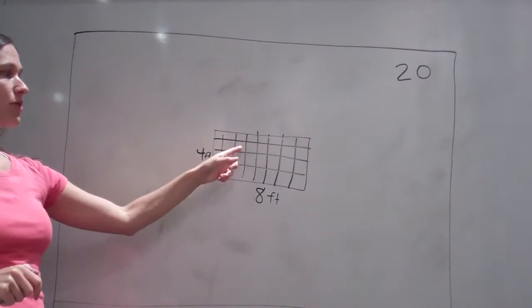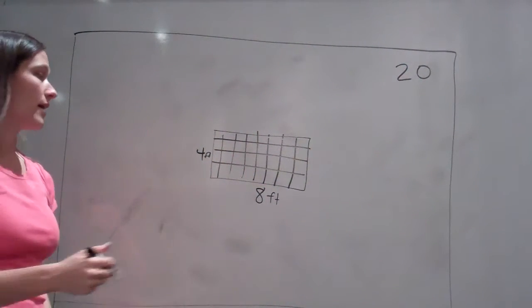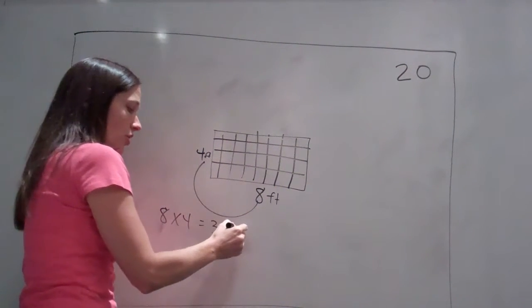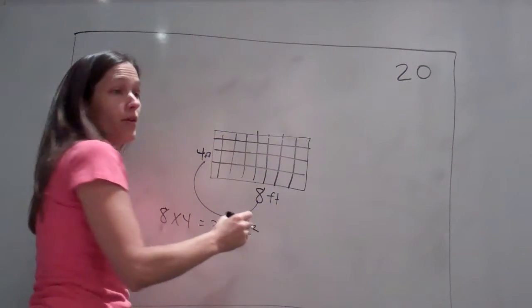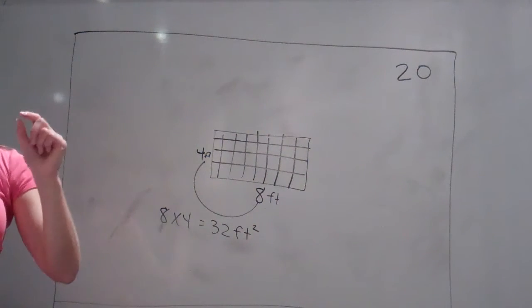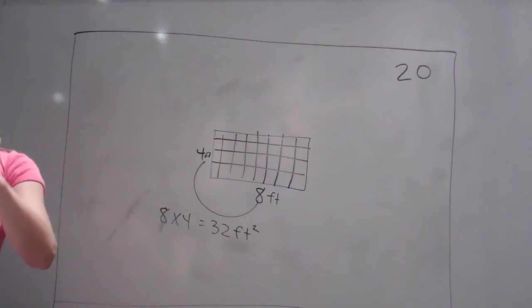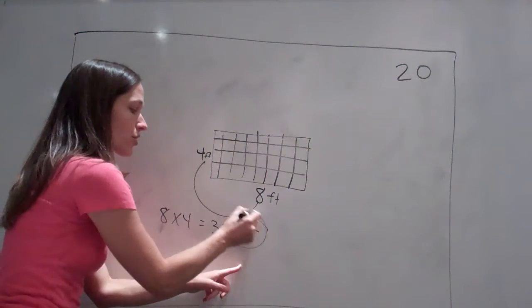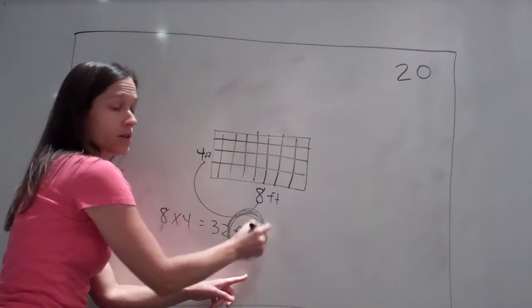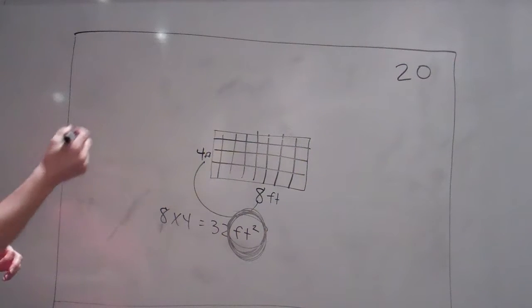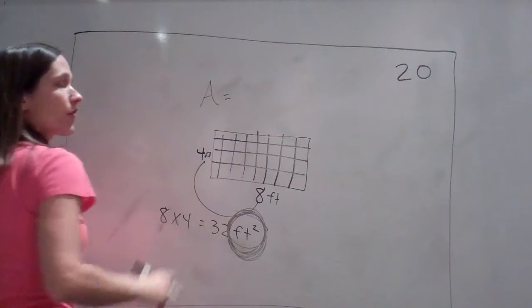So how many square tiles do I have? 32. Okay? Because 8 times 4 is 32. But it's not just 32, it's 32 feet squared because I'm multiplying. Okay? So this is the answer for area. Every time you do an area problem, they say find the area of this, find the area of that. You have to answer with this. It always has to have a square because area always involves multiplying 2 numbers. Got it?